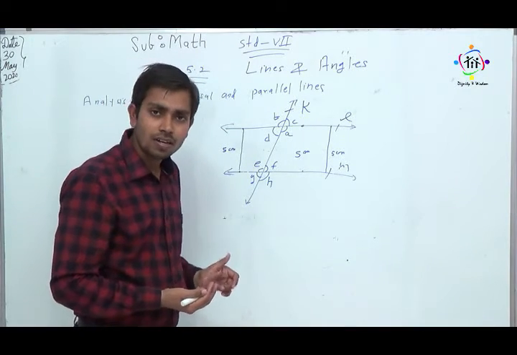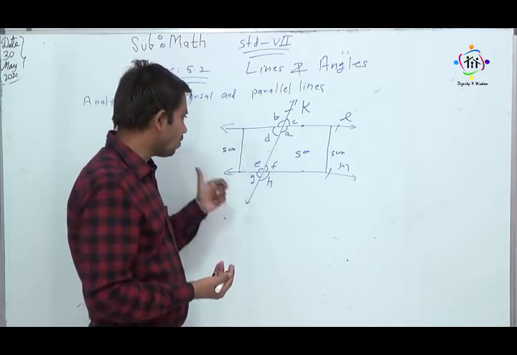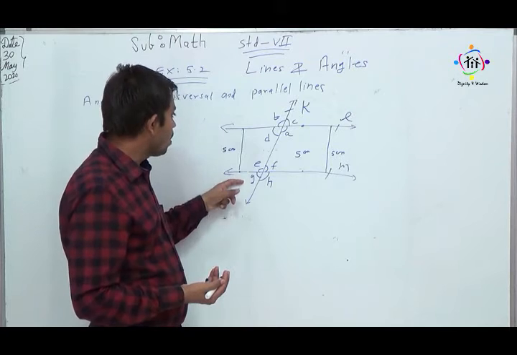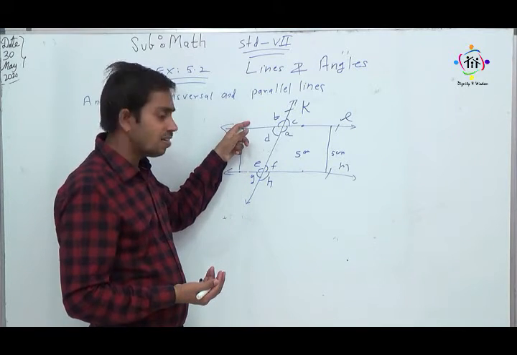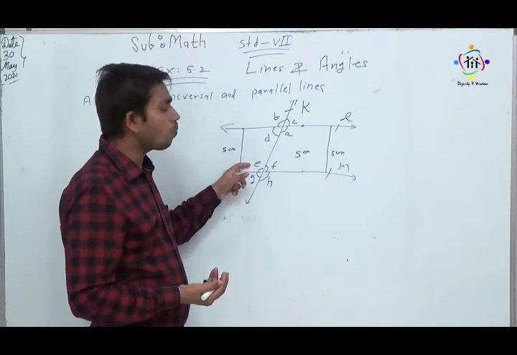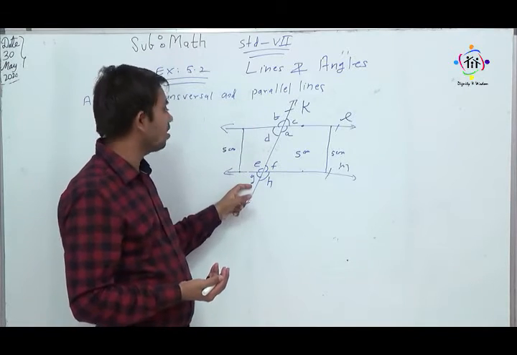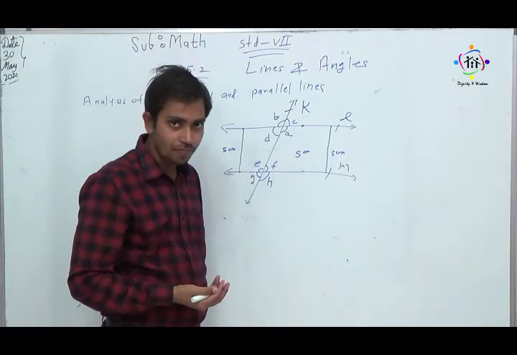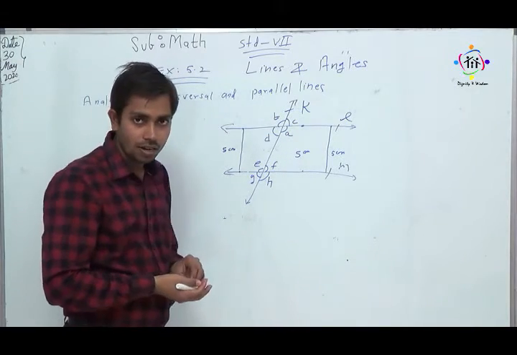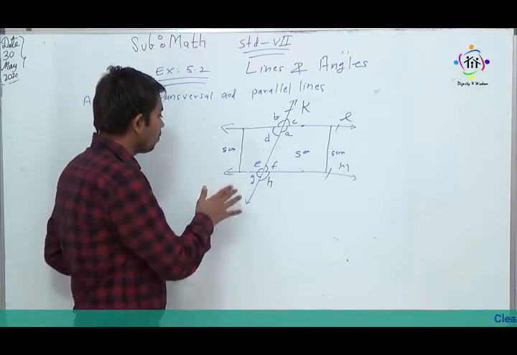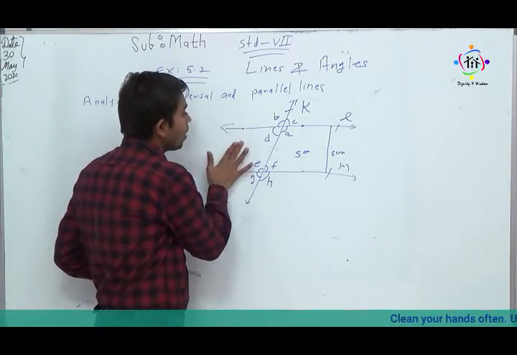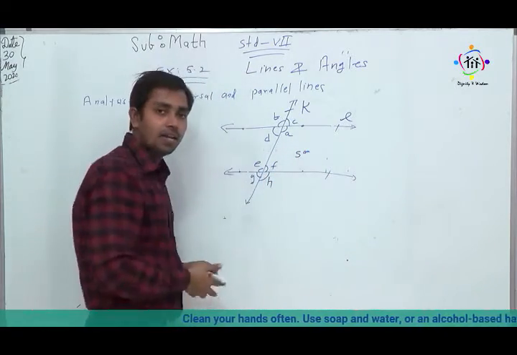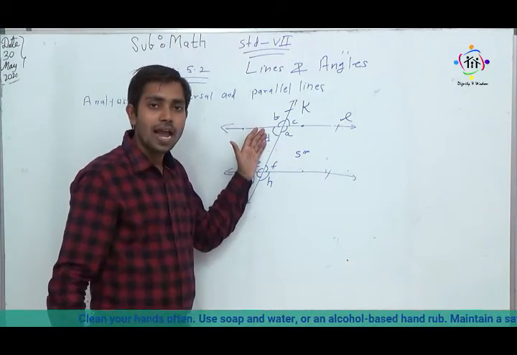So what are the conditions? Condition number 1, they should lie in the plane. Condition number 2, the corresponding points on these distinct lines should be at the same distance. Then it is called parallel lines. So I hope you have understood what is meant by transversal and parallel lines.